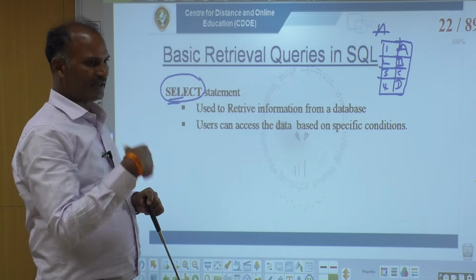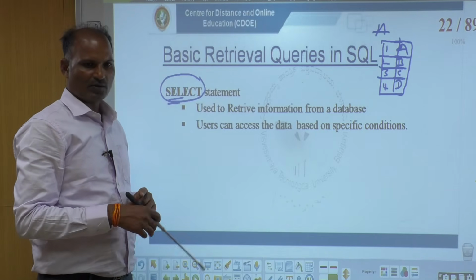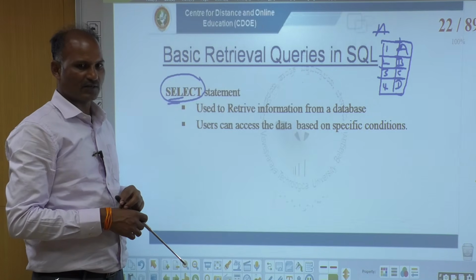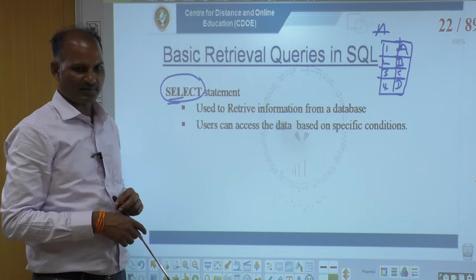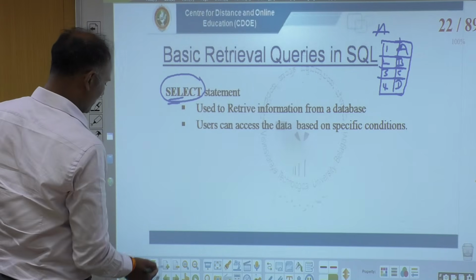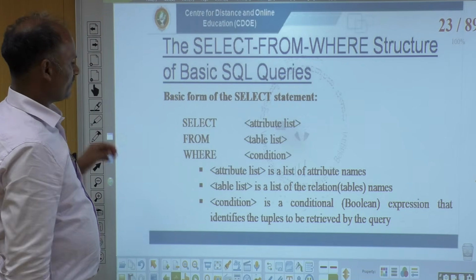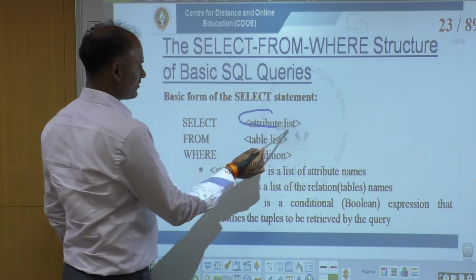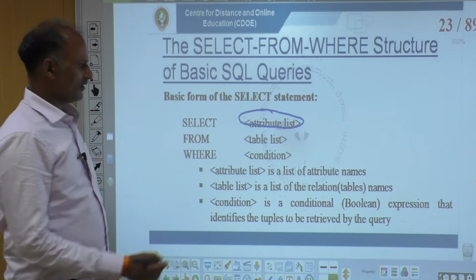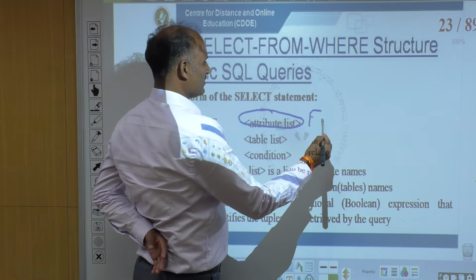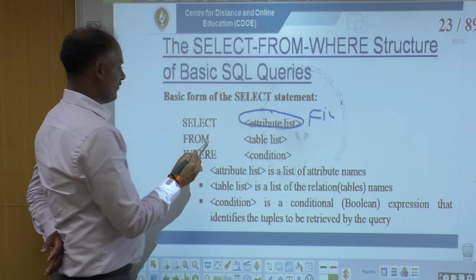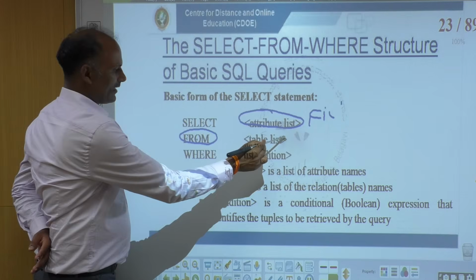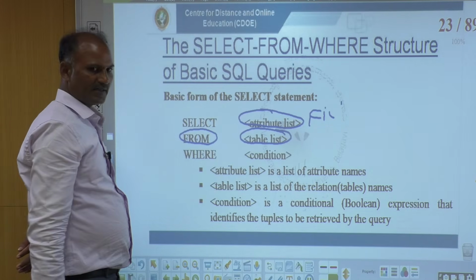You can get the data of the complete database, or you can get the data on particular conditions, the specified data, and display it to the user by using the select statement. Now this is the basic form of the select statement. Select the attribute list. Attribute list is nothing but the field names. And from the table list, from which table you want to display the data.